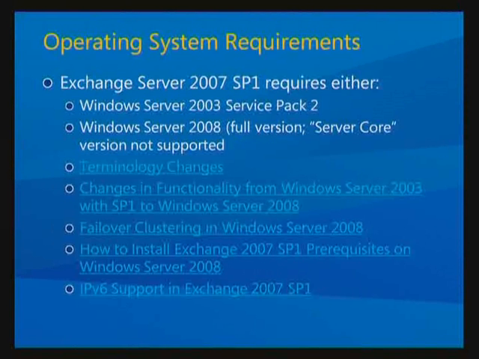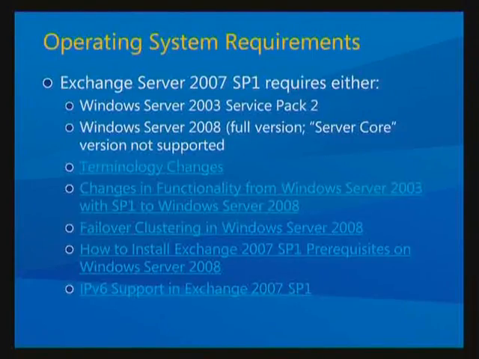Now, when you're running Service Pack 1 of Exchange 2007, you've got some new operating system requirements. You have to have either Windows Server 2003 with Service Pack 2, which means if you're running Exchange 2007 RTM on Windows Server 2003 Service Pack 1, you do have to apply Windows 2003 Service Pack 2 before you can do Exchange 2007 Service Pack 1, or it can be Windows 2008. That has to be the full version, though. We don't support the Server Core version of Windows 2008. It has to be the full version, the version that has the GUI, in other words.